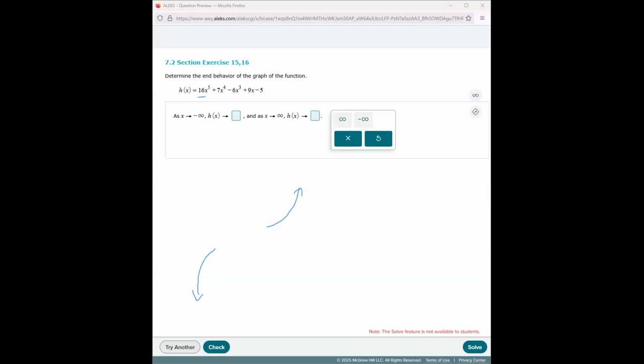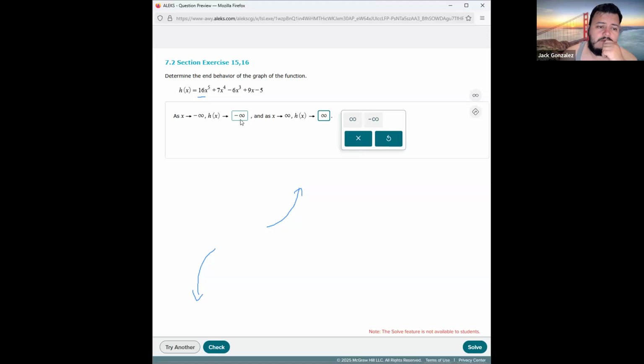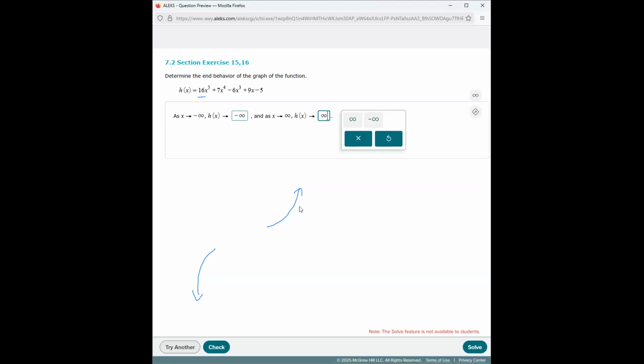I think I have the answer, sir. So if it's a positive odd, then if it's a negative infinity, it would stay negative infinity, and the second would be a positive infinity. Yeah, so as it goes to the left, it goes downward. If it goes to the right, it goes up. And that's what this is saying. The end behavior, up and down.